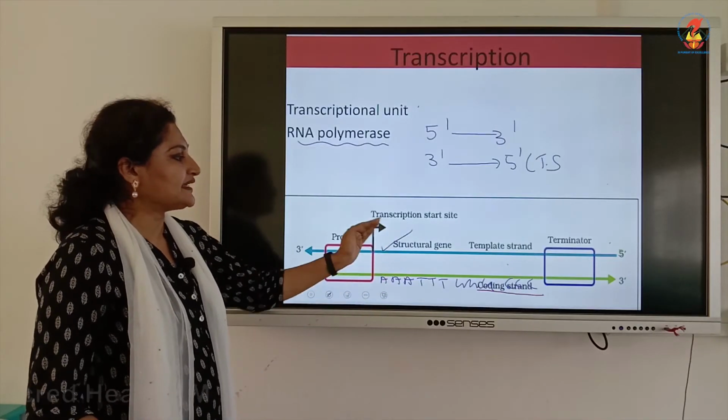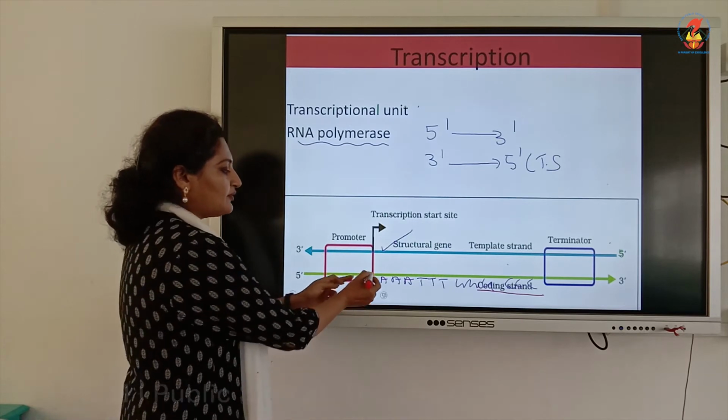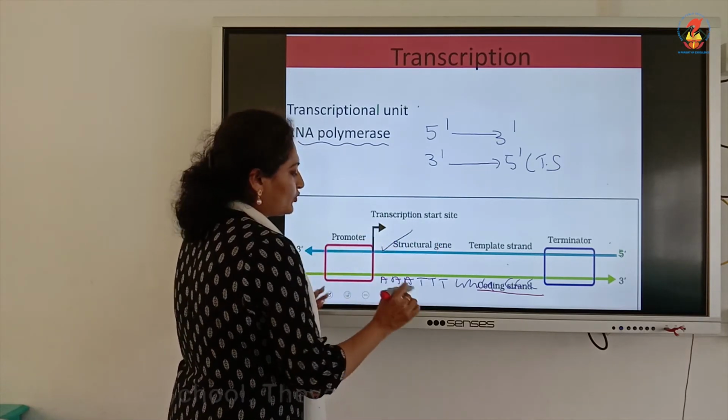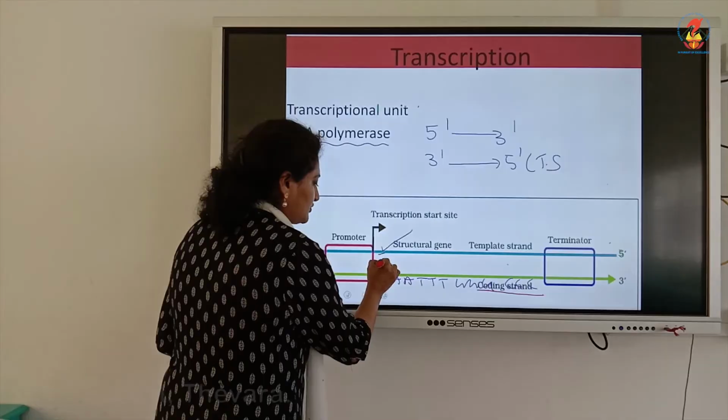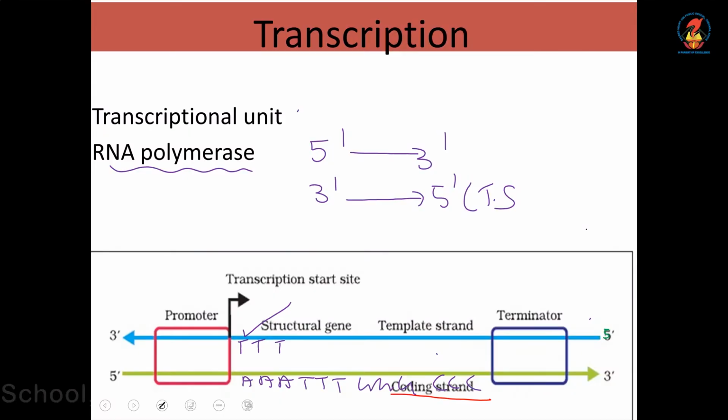So, what will be the bases on the template strand? It will be complementary to the coding strand. For A it will be T. And for T it will be A. Then for G it will be C. And for these C's it will be G. So, you understand the base pairs, complementary base pairing. Now, which strand is going to form the mRNA? It is the template strand.